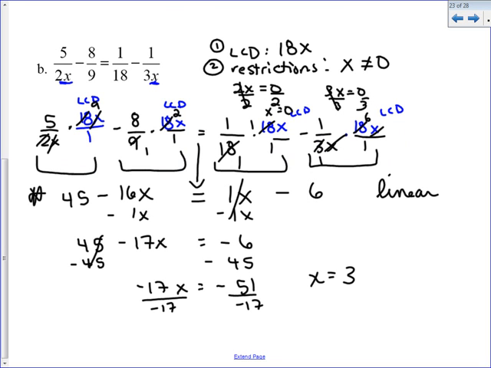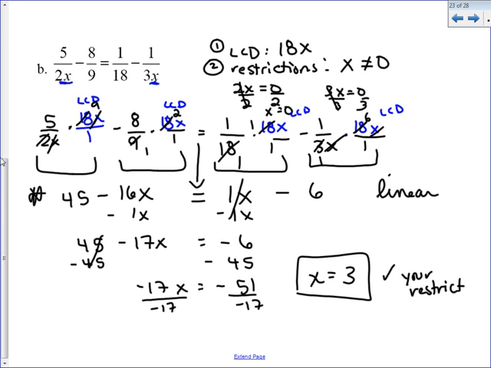But you can't always just finish these problems and say, I'm good, I got x equals 3. Last thing you have to do is check your restrictions. Is it okay to have x equal to 3 in this problem? Yes. What's the only answer I wouldn't accept? 0. So we're good. Questions? Dennis.